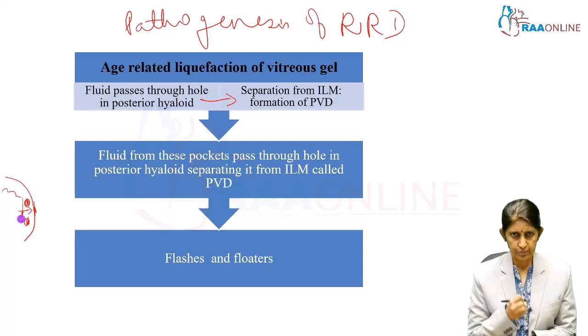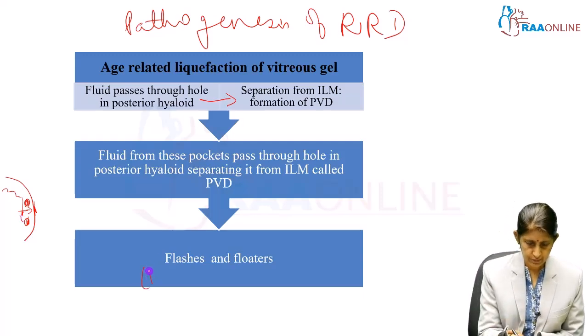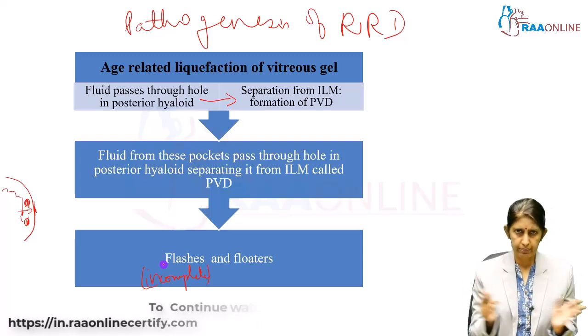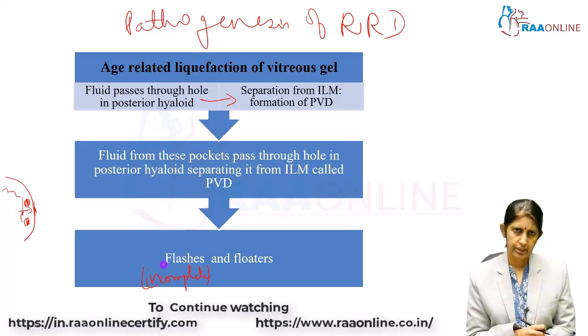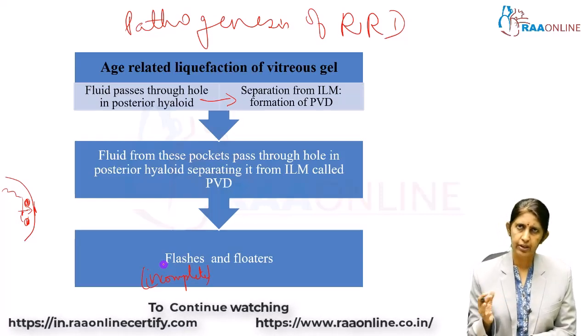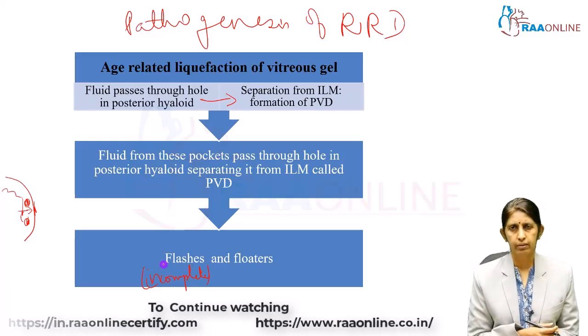So, this detachment can sometimes be incomplete, when it can cause flashes. When something is pulling on the retina, if it is completely pulled, there is no problem, but if it is partially pulled, it can cause flashes, and floaters can mean there is some derangement of vitreous clarity.